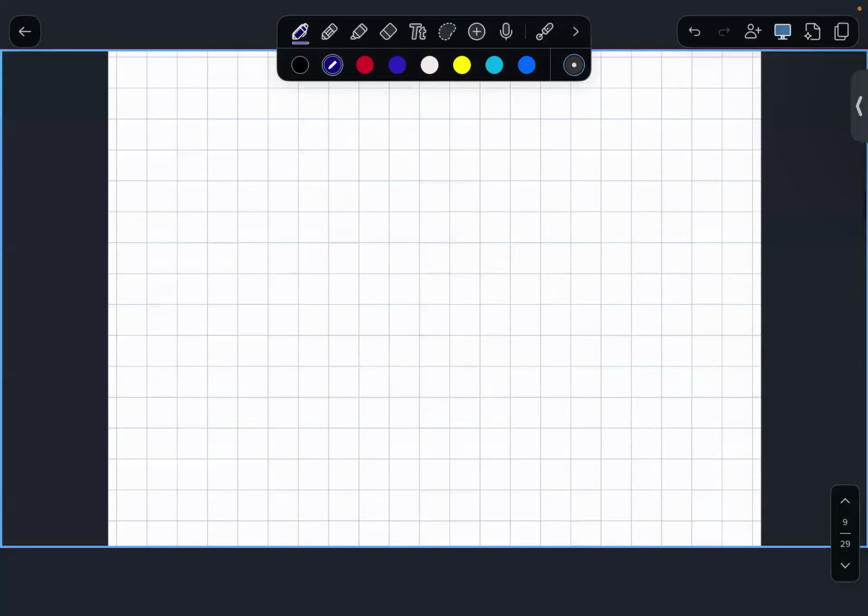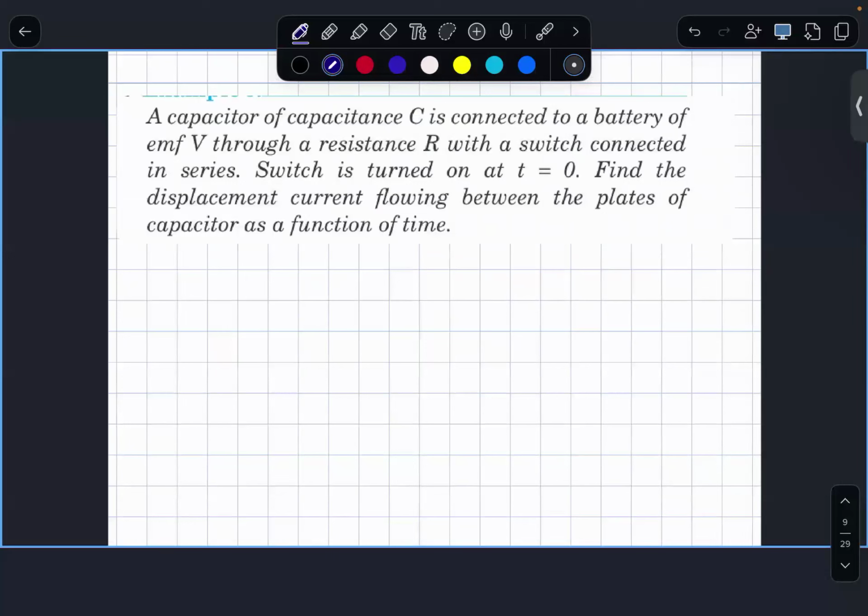And the last. Capacitor of capacitance C is connected to a battery of EMF V through a resistor R with the switch connected in series. I don't care about all these things. What is the current in this? It is the growth of charge case current expression, with t by RC. Yes or no? Boys and girls. Displacement current is the same as I. You are not asking for any special area, so that is the displacement current.